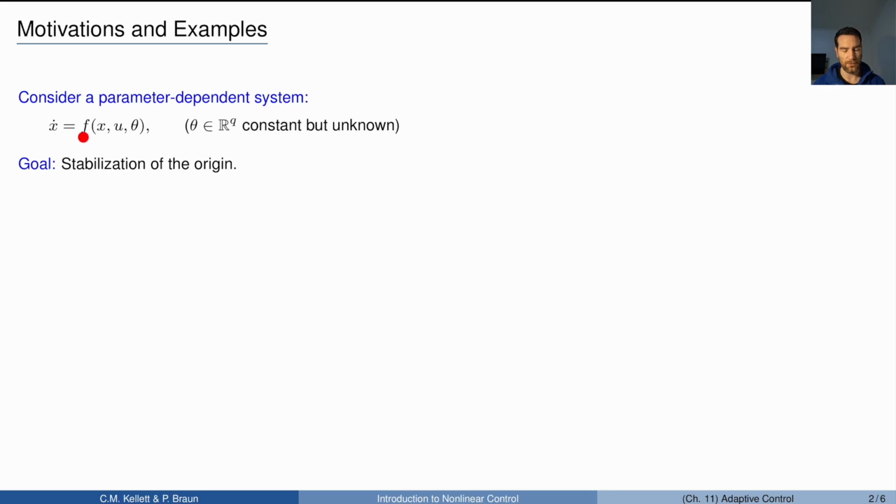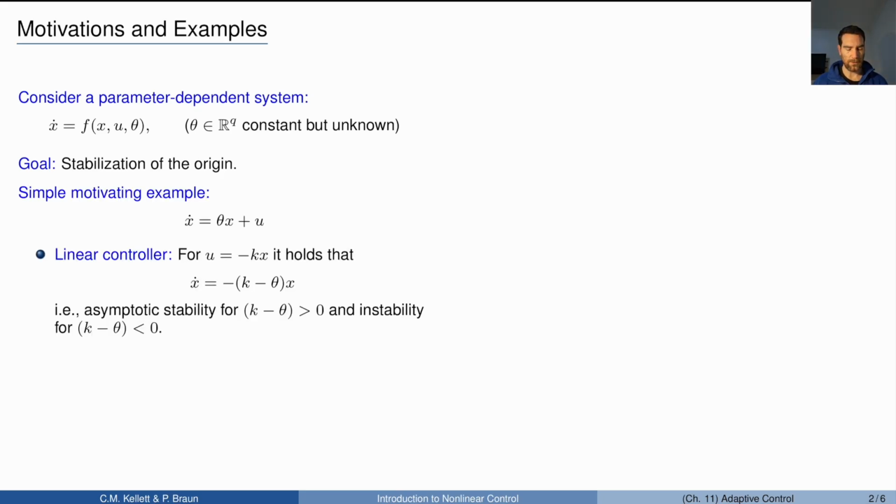But the general setting we are considering here is a nonlinear dynamical system, x dot is equal to f of x comma u, with an additional parameter theta, and that parameter is assumed to be constant but unknown. And here we are interested in global stabilization of the origin despite the unknown parameter theta.